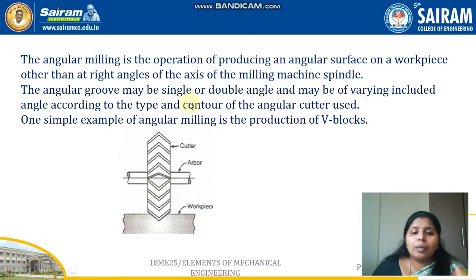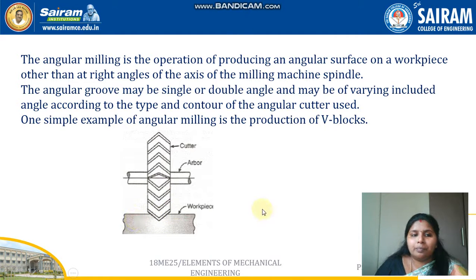The angular groove may be single or double angle, and the included angle may vary according to the type and contour of the angular cutter used. One simple example of angular milling is the production of V blocks. For producing V blocks, two angular cutters are combined together, producing a V-shaped block in a workpiece.